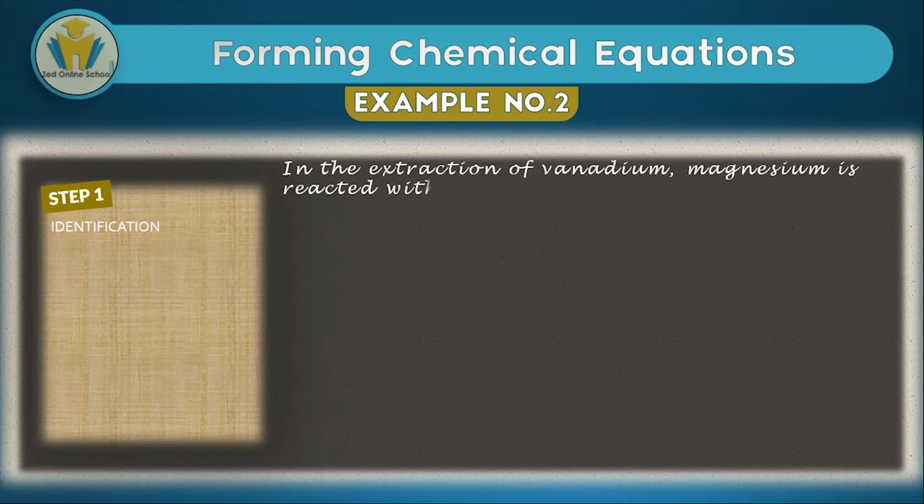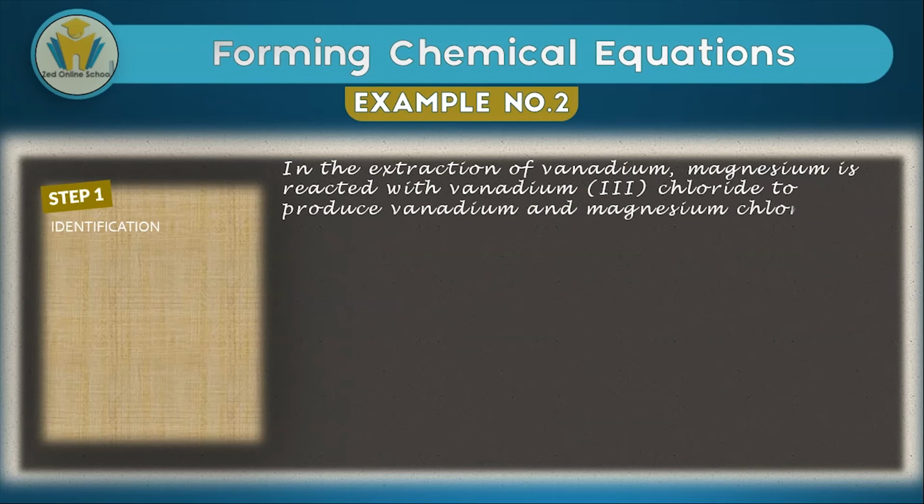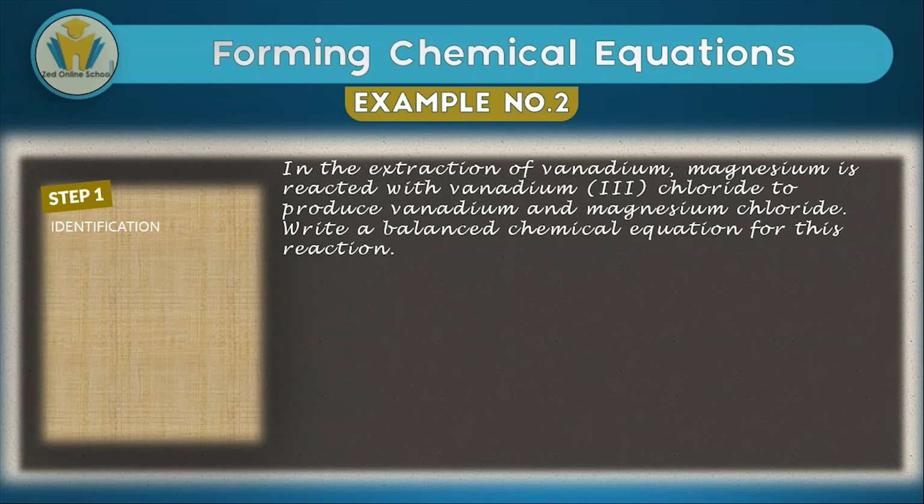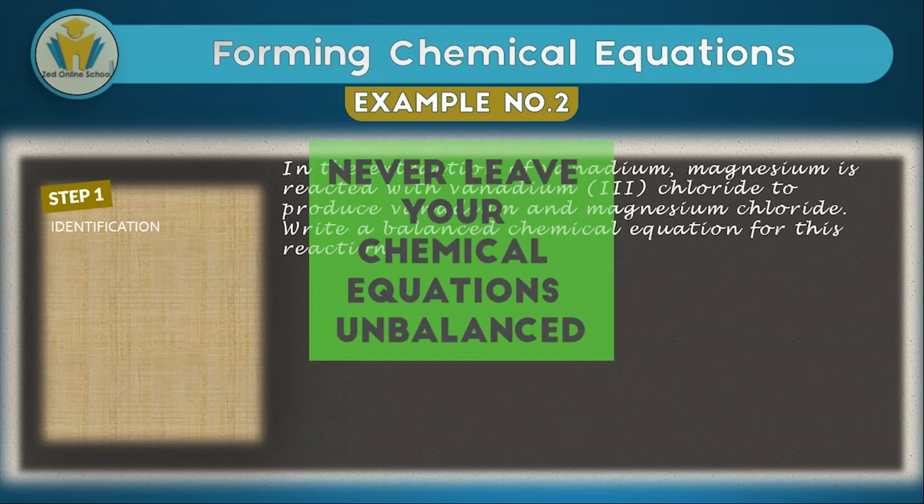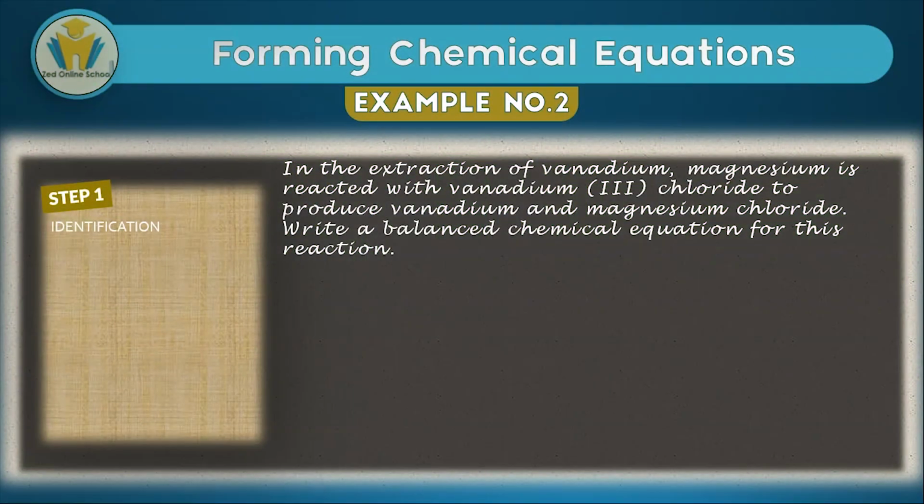The question reads that in the extraction of vanadium, magnesium is reacted with vanadium 3 chloride to produce vanadium and magnesium chloride. Write a balanced chemical equation for this reaction. The previous question we answered never involved the word balanced. However, I'm telling you this, never leave your chemical equations unbalanced. We just need to identify the products and the reactants.